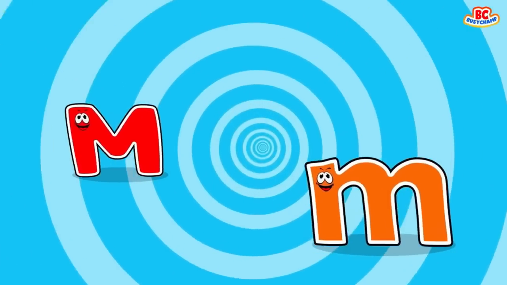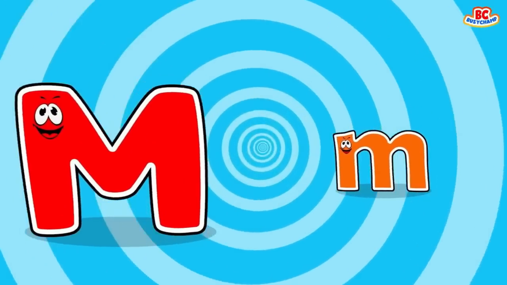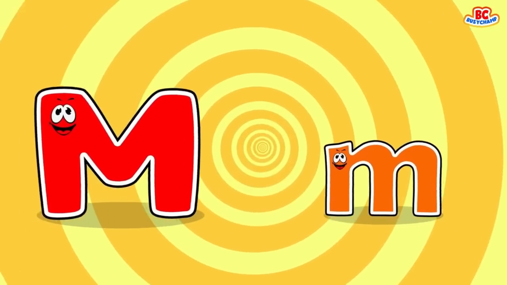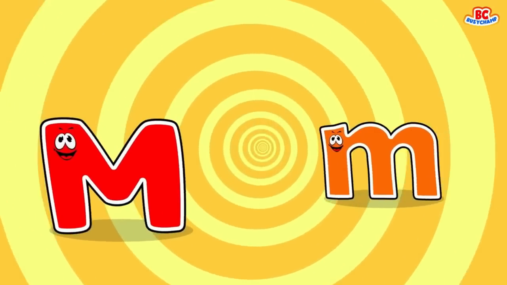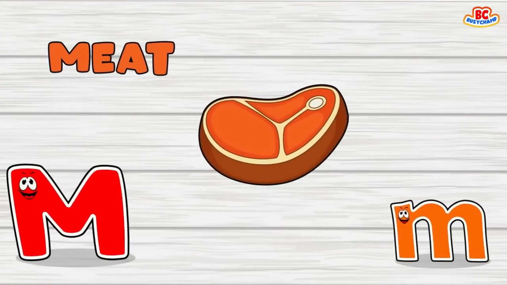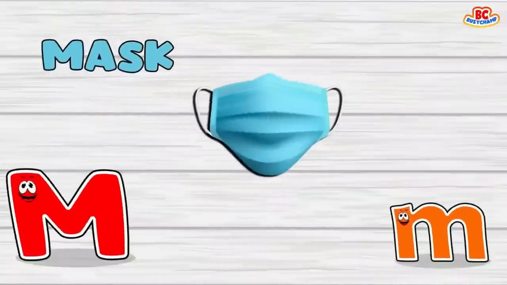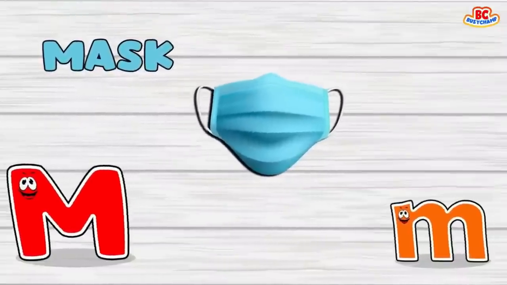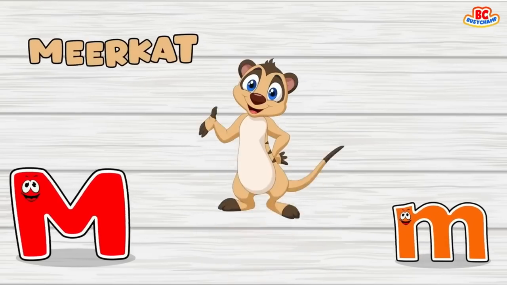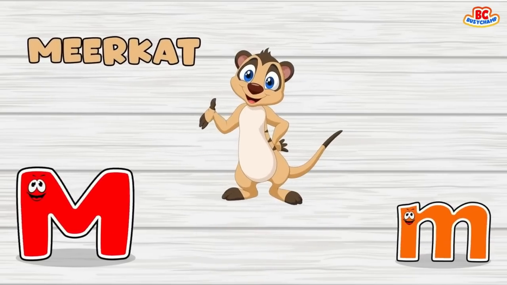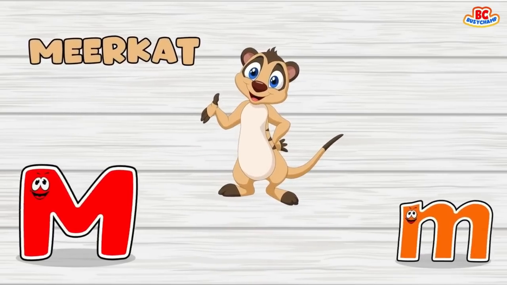M sounds m, m, m, m. M as a meat, m, m, meat. M as a mask, m, m, mask. M as a meerkat, m, m, meerkat.